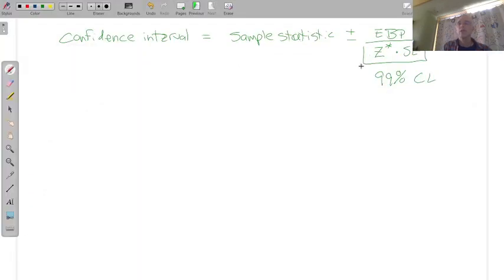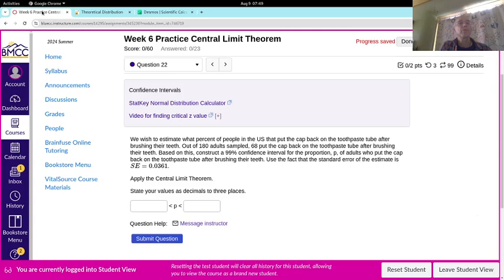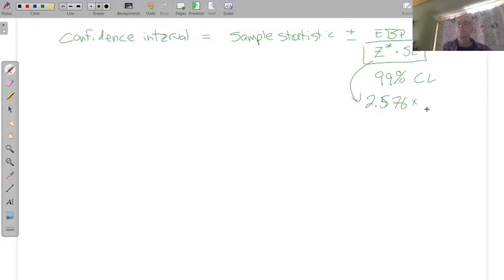Alright, so we got our z star here, that is 2.576. And next we need to multiply that by the standard error, which was given to us for this problem, 0.0361. The product of these two is going to be our margin of error.